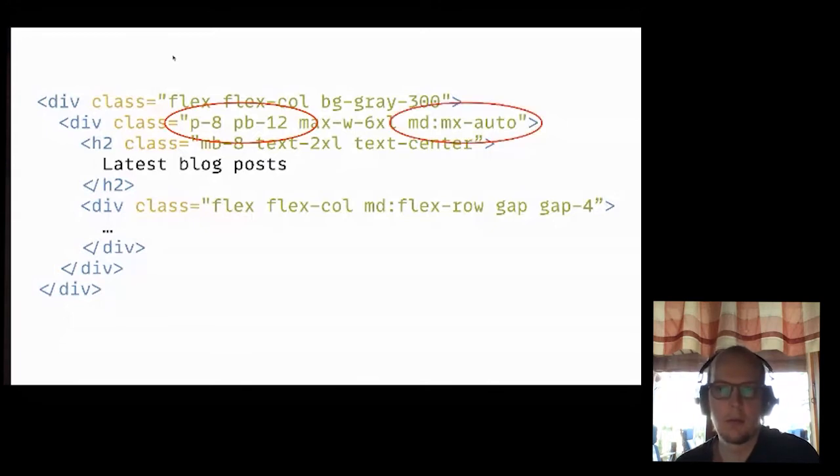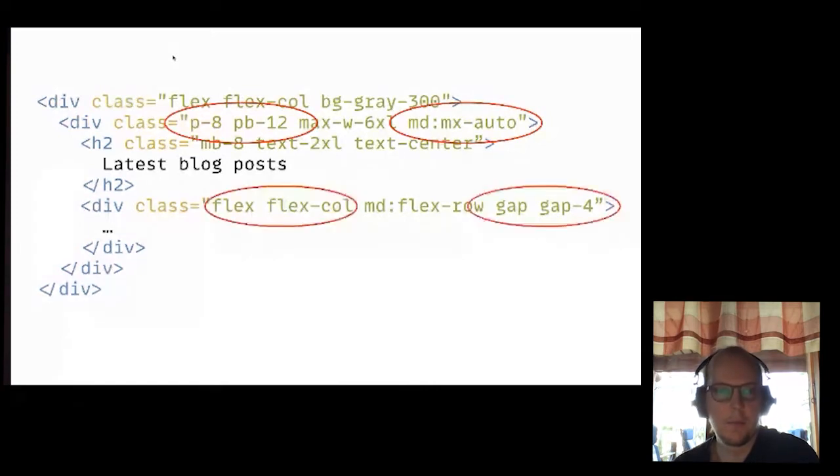That was padding 8 in every direction, padding bottom 12. Then we say on medium, margin X auto, on medium resolution, so we get the square of breakpoints. Here was the flexbox example, but if you have used CSS in JS, this might look a little bit familiar. Here, one more example, gap.